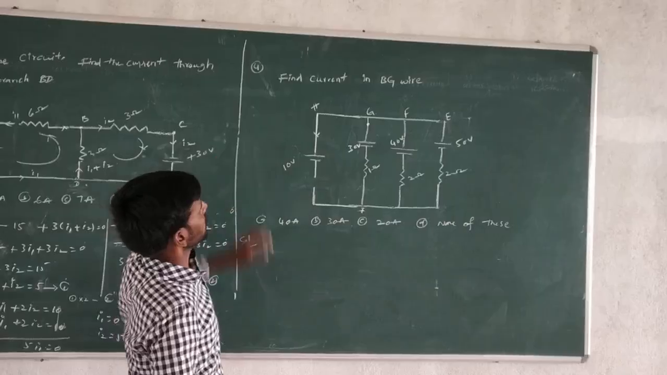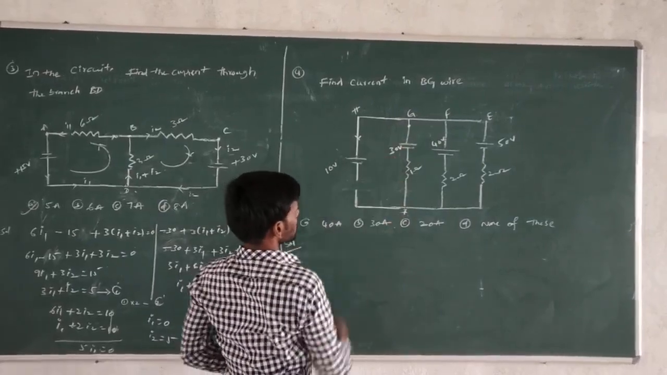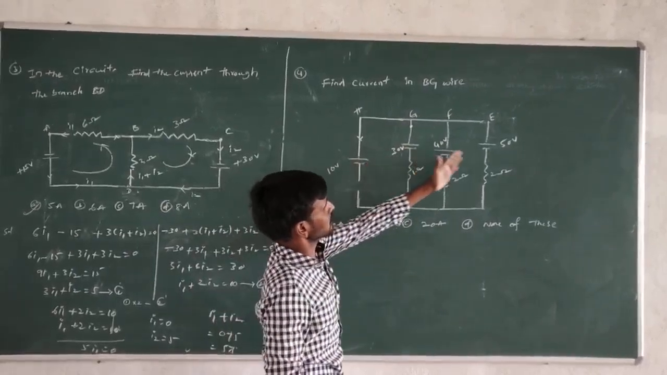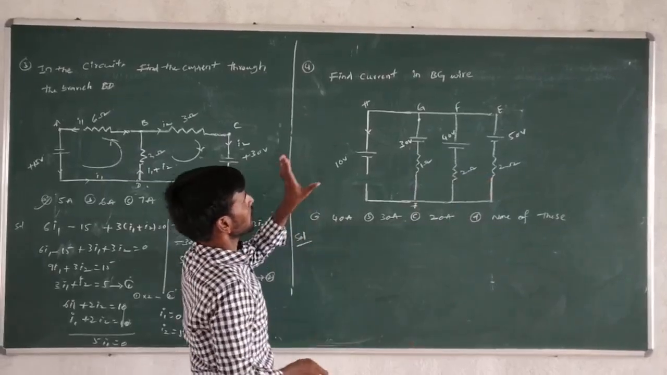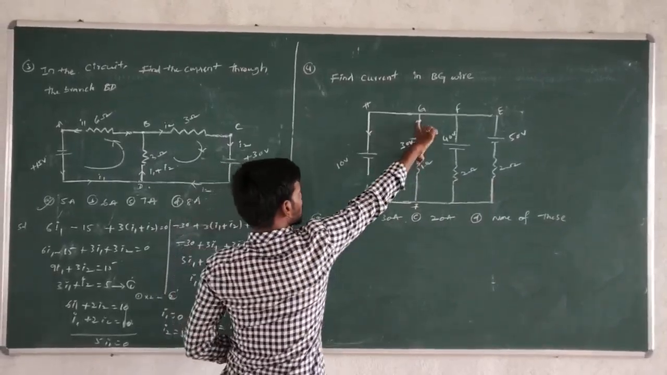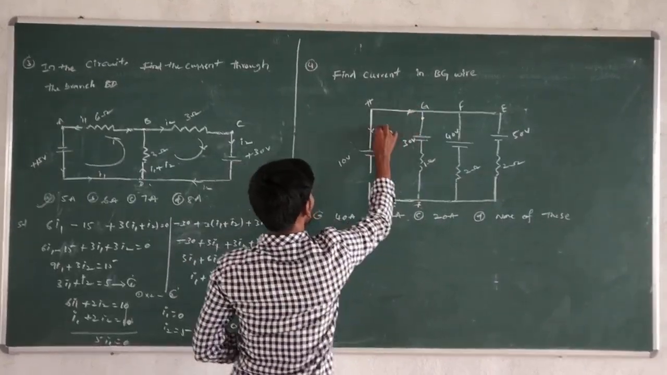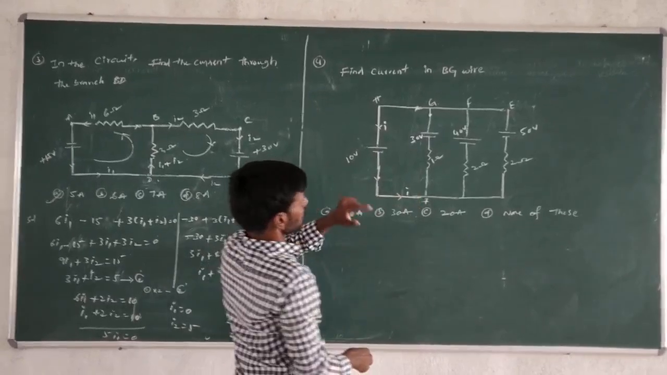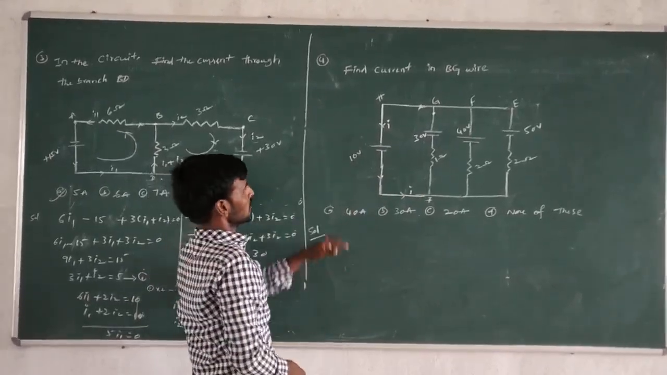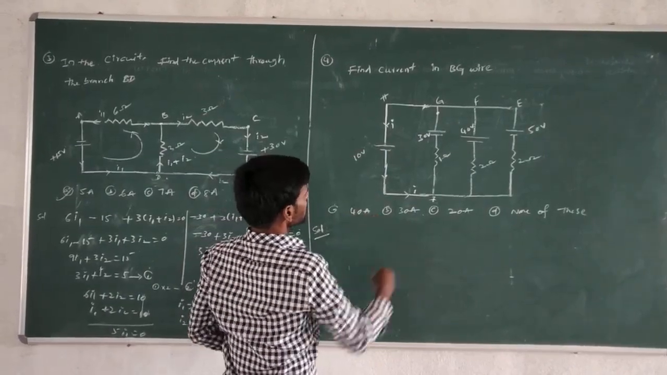Next, find the current in BZY. Here 30 volts, 40 volts and 50 volts batteries are connected, along with 1 ohm, 2 ohm and 2 ohm resistors. Our concept is the current in BZ. If I start from this point, I1 current is flowing in the circuit. Based on the sign convention, we will form the equations.